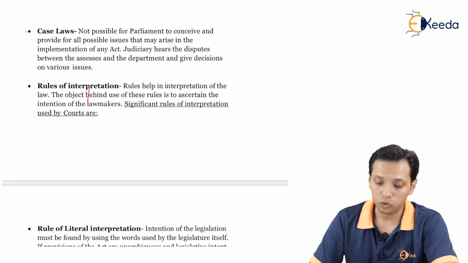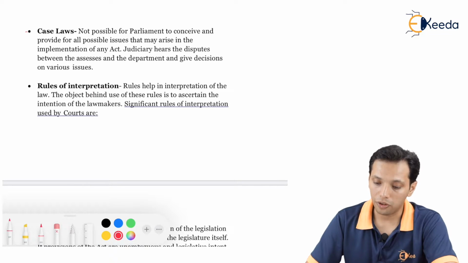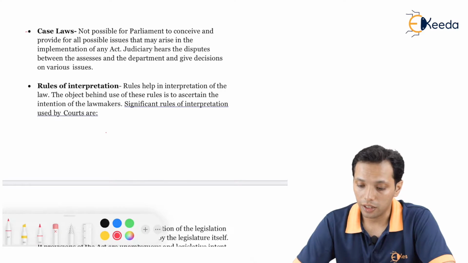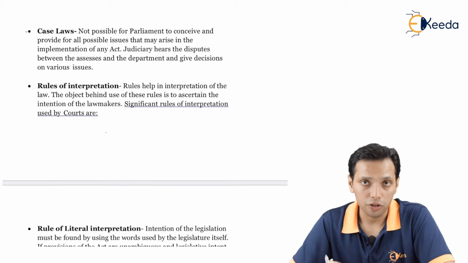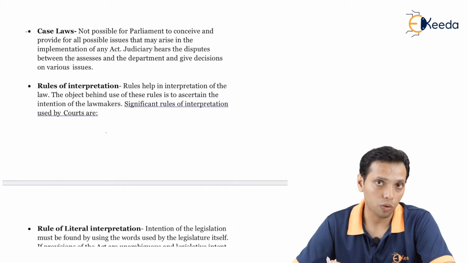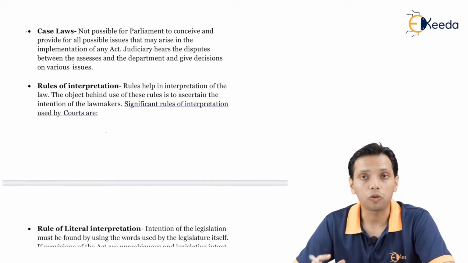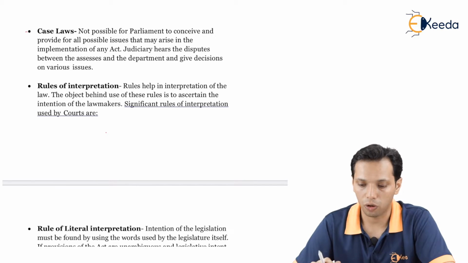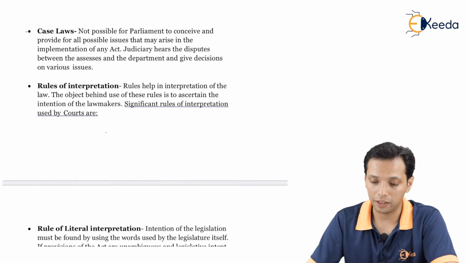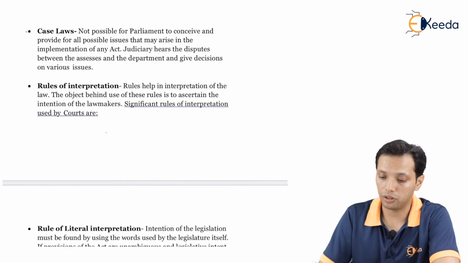Then there are rules of interpretation. Rules of interpretation are the rules which are applicable in the interpretation of the case law. There are several rules which are used by the courts, High Court or Supreme Court, in the construction or interpretation of the laws. On the screen we will read on the case laws and the rules of interpretation.